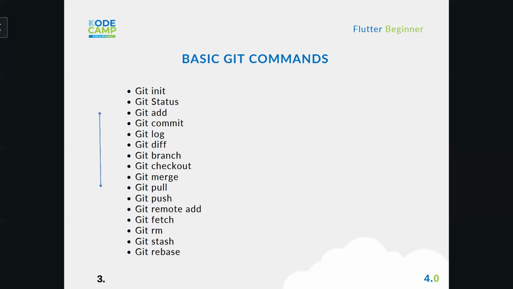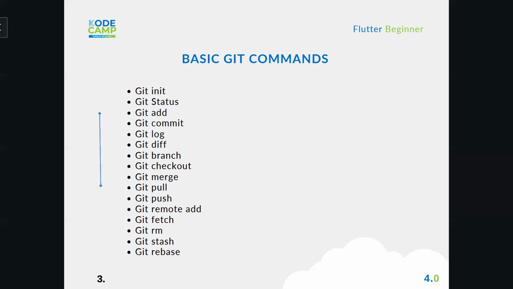Git push. Basically, git push is just to upload the changes in your local repository to the remote repository. Just think of it like you're uploading your picture to your Google Drive for safekeeping. So that's push, you're pushing it.